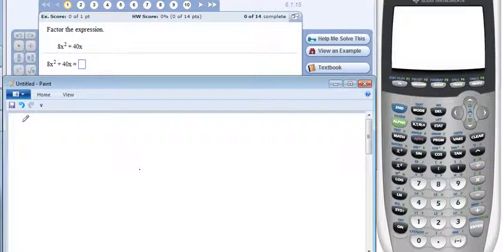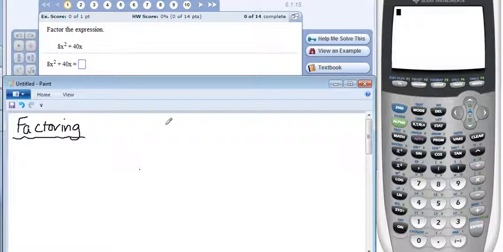Okay? Factoring. Most people hate factoring. It's one of the most used things in algebra, though. It's probably one of the most important concepts that we have.